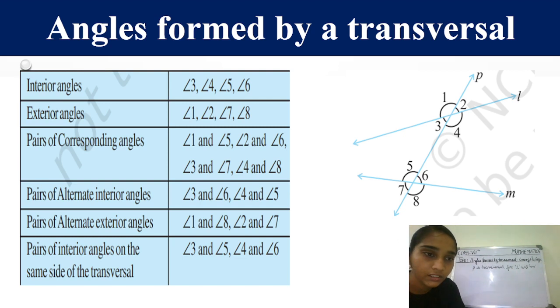So now, have you got the idea? Because we have to do some more questions related to it. Okay, so you can just see it also. If you have any kind of doubt in between, you can mention it in the comment section. Okay, so basically we have seen interior and exterior angles, and the corresponding angles, which are 1 and 5, 2 and 6. Similarly the others also.